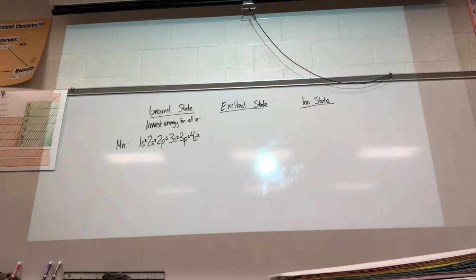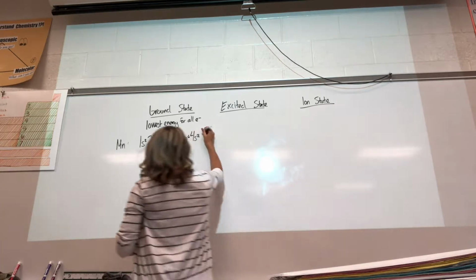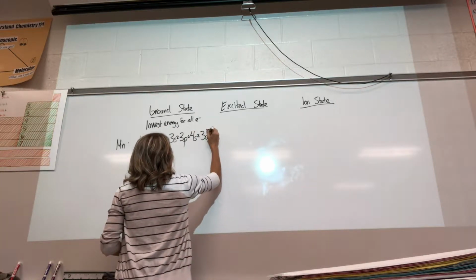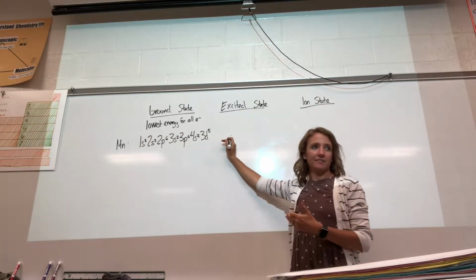Now, when you get to the end, now I have to count. So manganese is here, so 1, 2, 3, 4, 5. So 3d5 would be the end. Okay, that is the ground state.